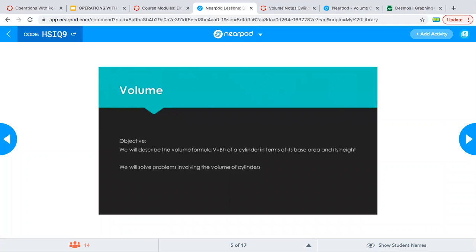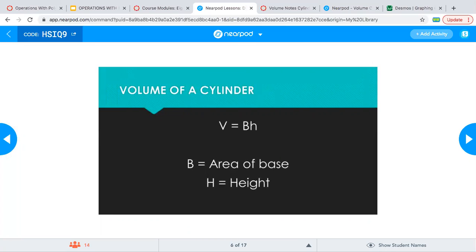However, we have to make sure we know and understand what each variable represents in the formula. So we're doing the volume of a cylinder today. Only cylinder. We're going to do a cone and a sphere next class. Today we're only doing the cylinder. On our formula chart, the formula for the volume of a cylinder is V equals capital B times H.